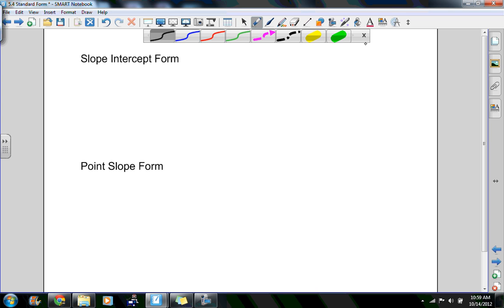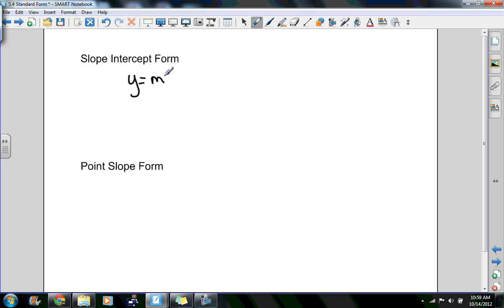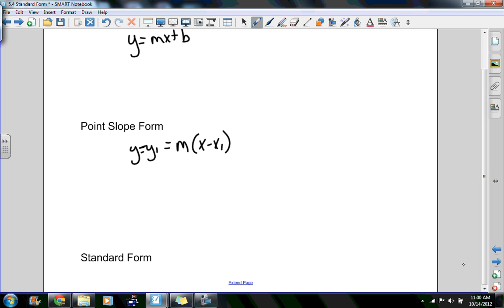Slope-intercept form was y equals mx plus b. Point slope form was y minus y1 is equal to m parentheses x minus x1. And I hope up to this point that you feel comfortable with those. Today we're going to be learning standard form. And standard form is in what we call ax squared.